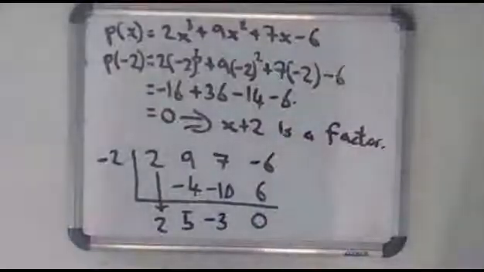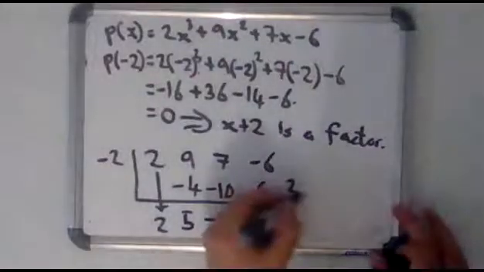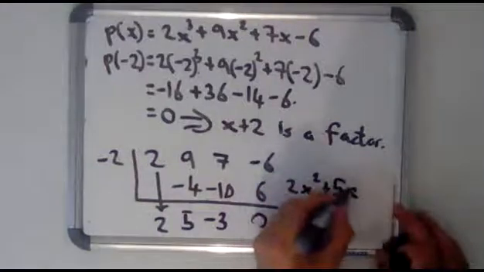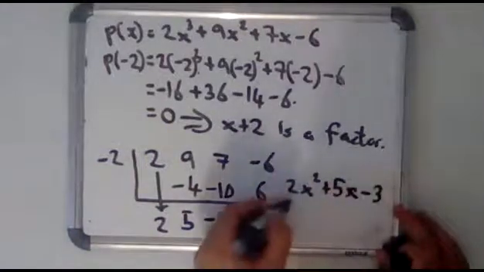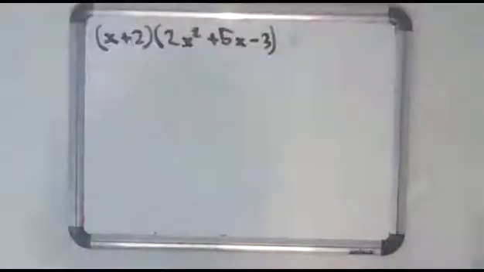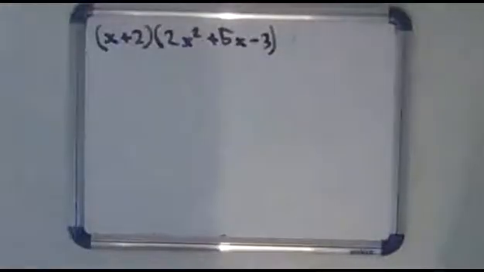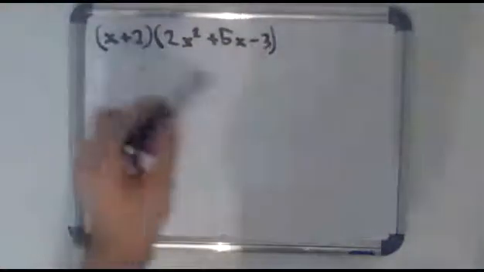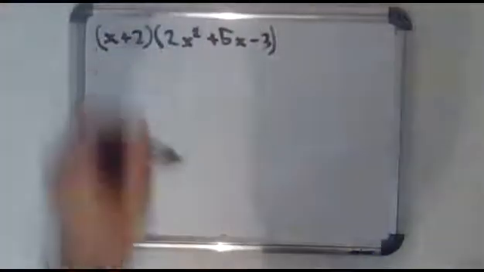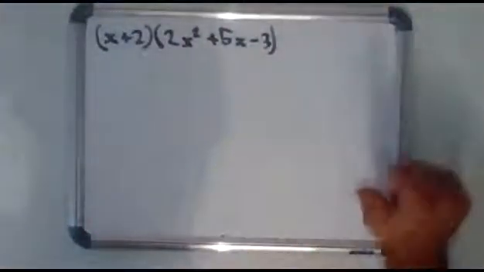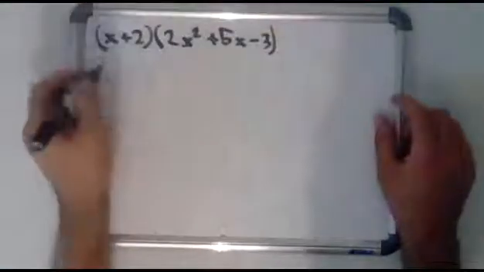So the answer is 2x squared plus 5x minus 3. So that is the other factor. That's the quadratic factor. So now we have the linear factor that we found by using the factor theorem, and the quadratic factor that we found using long division, where we did it synthetically, synthetic division. So now we need to try and factorize this quadratic factor.